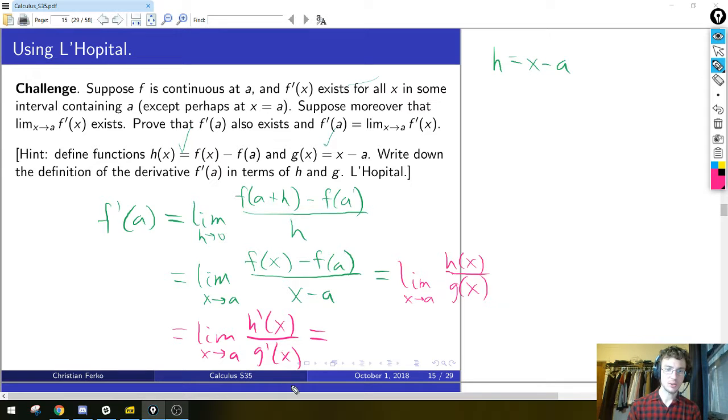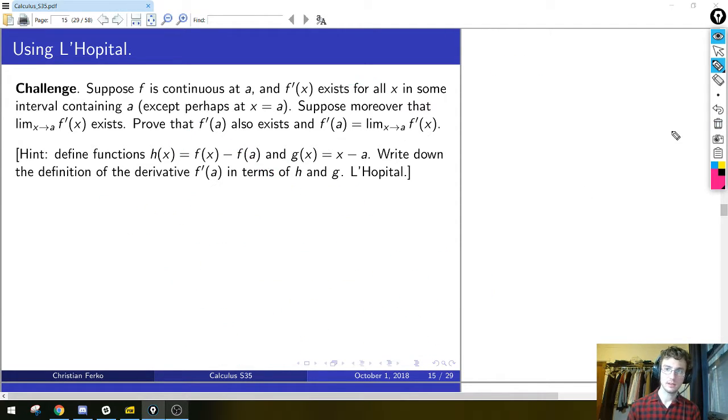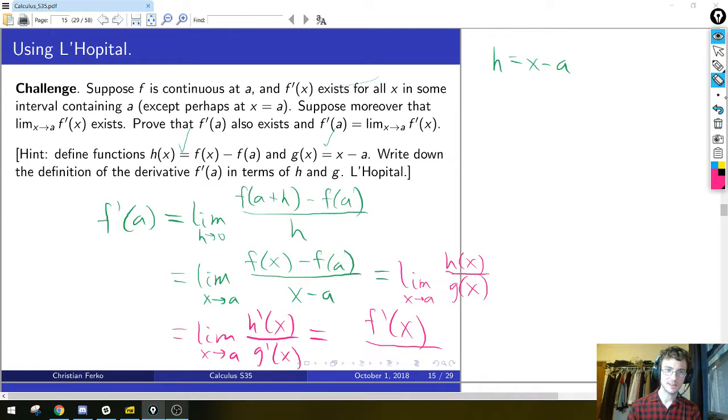And then using the definitions of h and g, what is this limit? By definition of h, this is equal to f prime of x. Are these derivatives or just a number here? These are still functions, so the derivatives. Okay, so f prime of x minus the derivative of f of a, which is a constant, so its derivative is 0. Good, so f prime upstairs, and g prime is equal to 1.